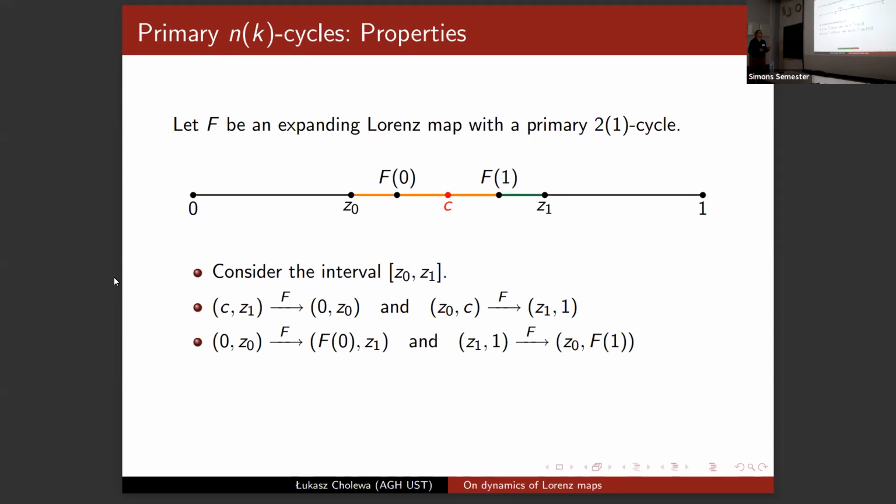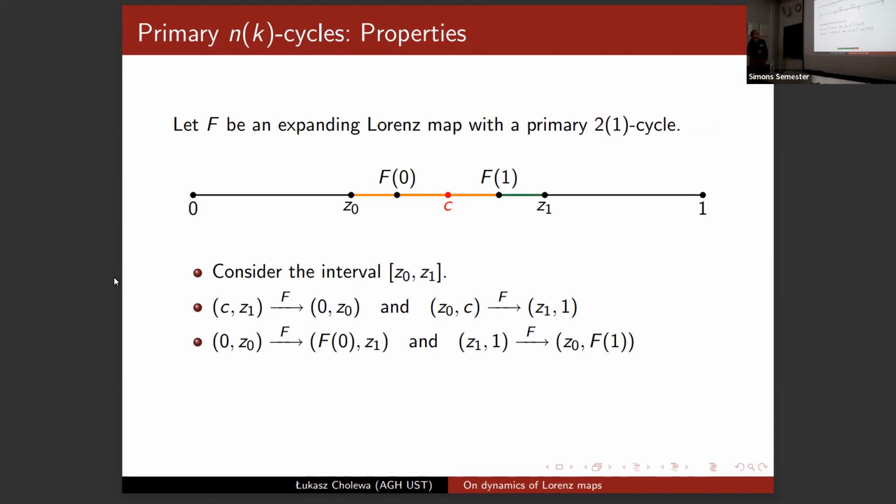And the orange part also is contained in Z0, Z1. Okay, so after 2 iterations, this interval comes back to the interval Z0, Z1. So if I take any point from this interval around the critical point, I need exactly 2 iterations to come back.